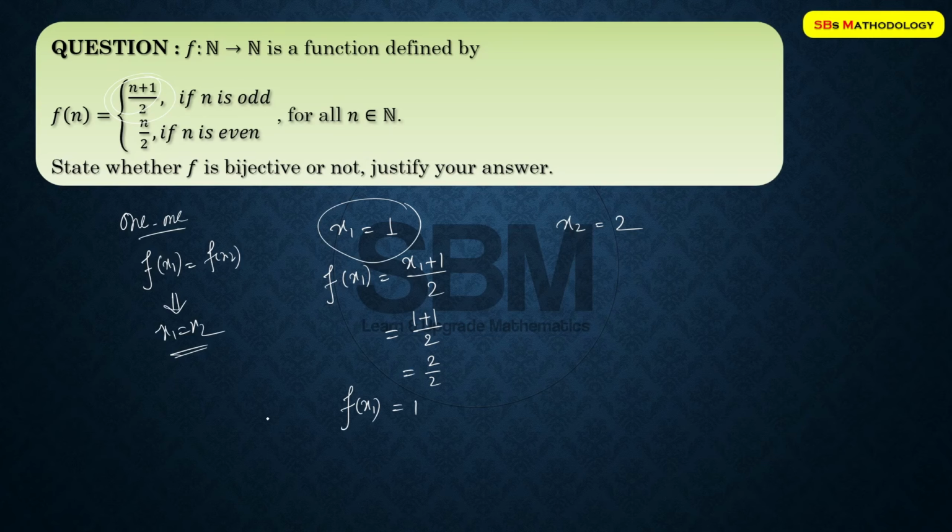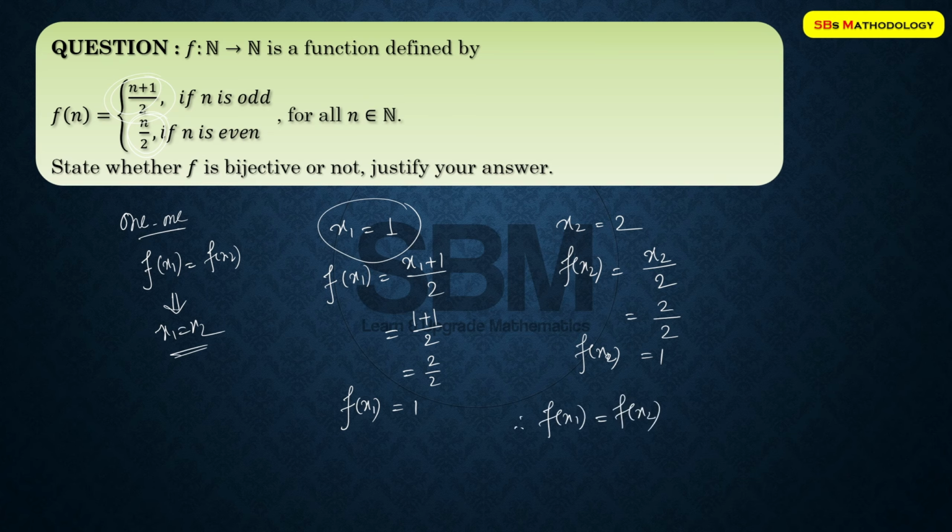Now, if we take f(x2), x2 is 2, which is an even number, so the function will satisfy the second condition. In the second condition, the output is n/2. In our case, n is x2, so x2/2, and x2 is 2, so 2/2 gives 1. So f(x2) is also 1. Now we can easily understand that f(x1) equals f(x2).